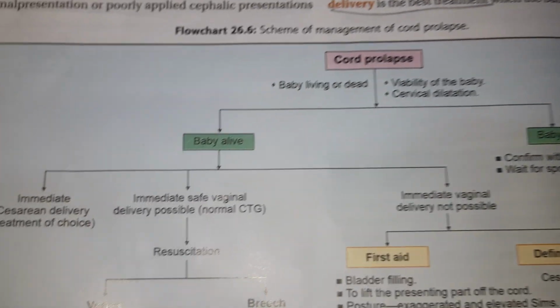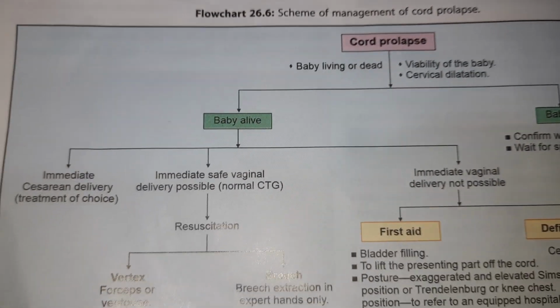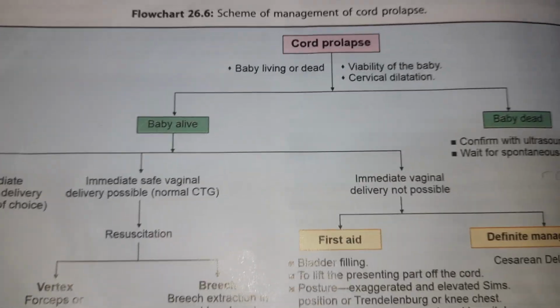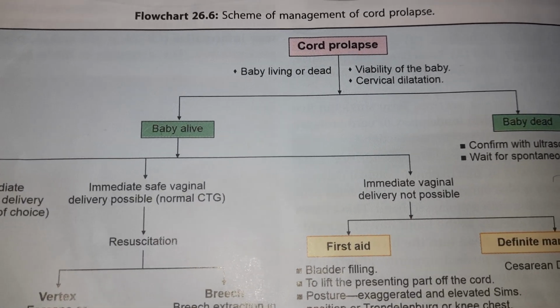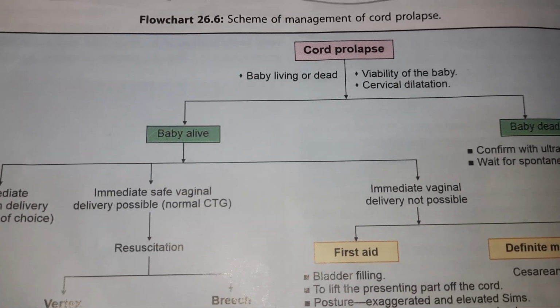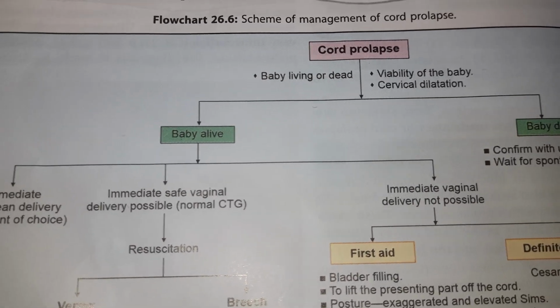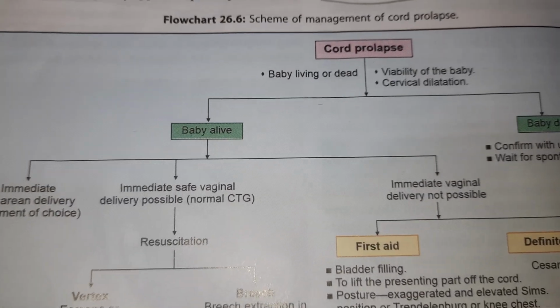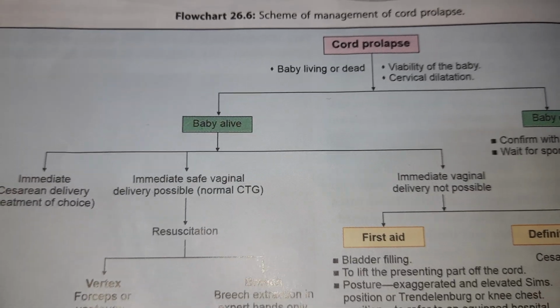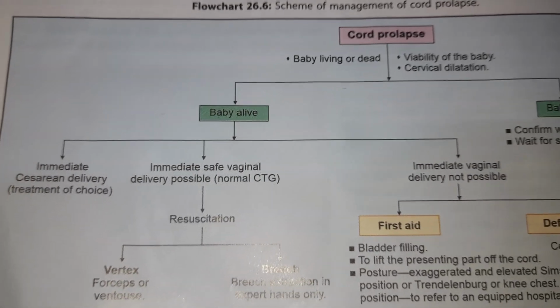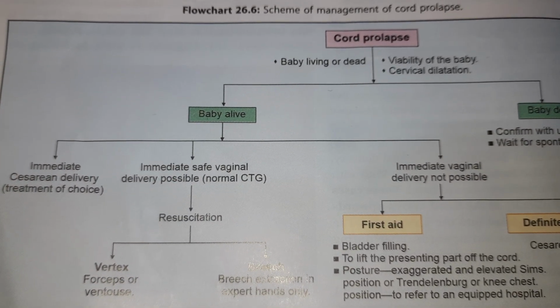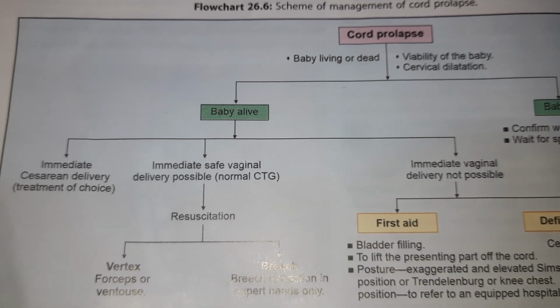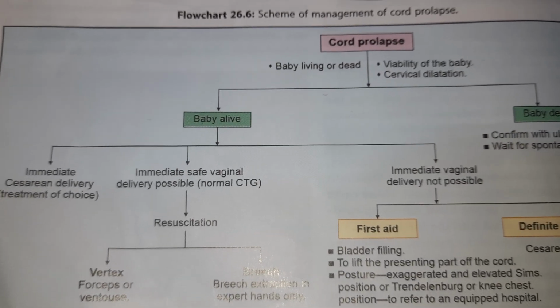In cord presentation, the aim is to preserve the membrane and to expedite the delivery. Once the diagnosis is made, no attempt should be made to replace the cord, as it is ineffective, but membrane inevitably ruptures, leading to prolapse of the cord. If immediate vaginal delivery is not possible, then cesarean section is the best method of delivery. During the time of preparing the patient for operative delivery, she is kept in exaggerated Sims position.